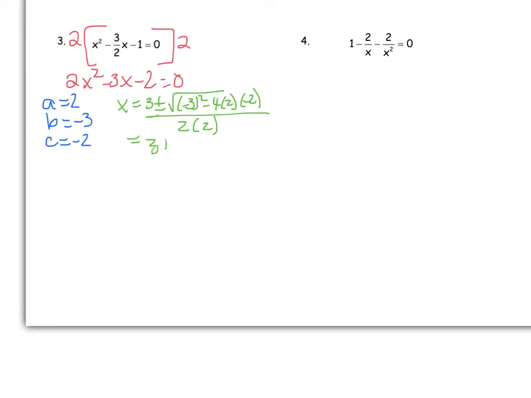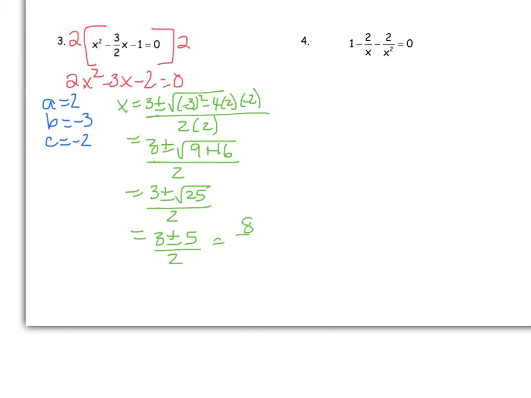So we're looking at 3 plus or minus the square root of 9. Negative times negative is going to be plus 16 all over 2. 9 plus 16 is 25. The square root of 25 is 5. So 3 plus or minus 5 over 2. 3 plus 5 is 8, over 2 is 4. 3 minus 5 is negative 2, divided by 2 is negative 1. So my two answers are 4 and negative 1.